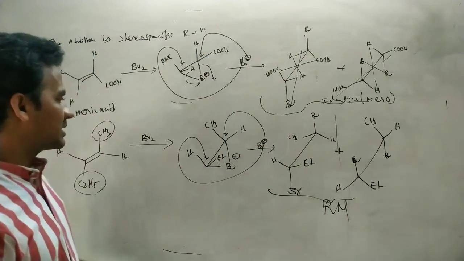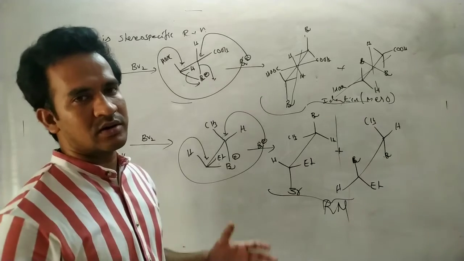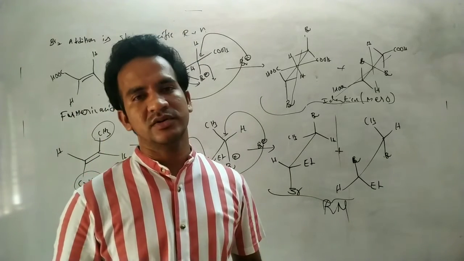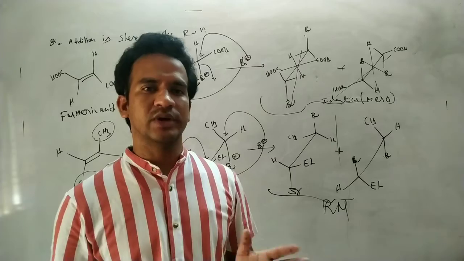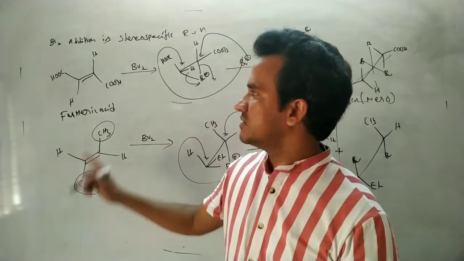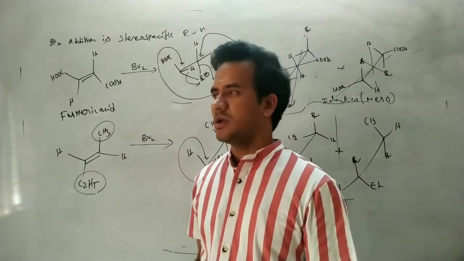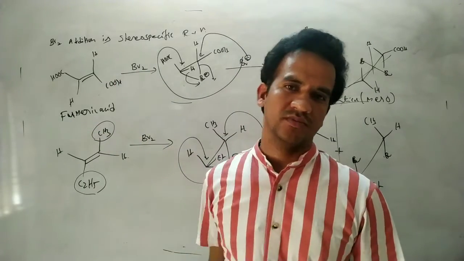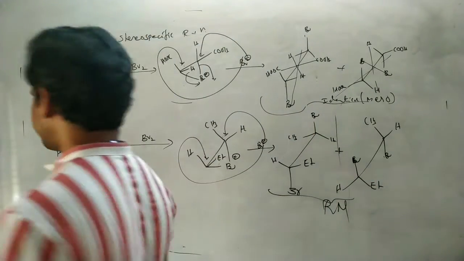When the alkene is unsymmetrical, either cis or trans, anti-addition gives a racemic mixture of both isomers. But when the alkene is symmetrical, a cis alkene gives a racemic mixture on anti-addition, while a trans alkene on anti-addition gives a meso compound. Okay, that's it.